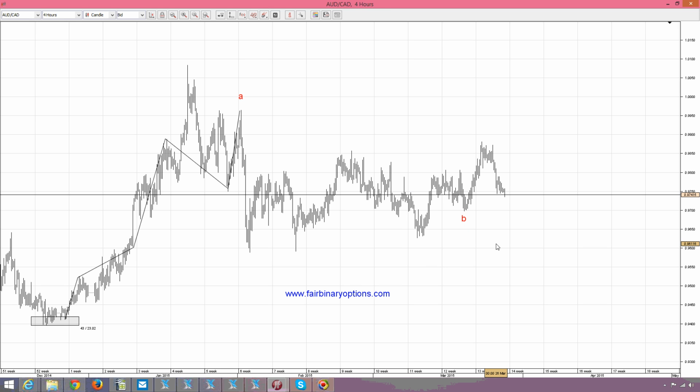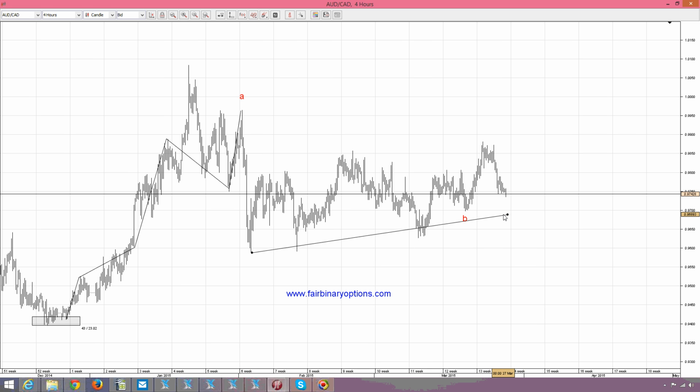So this will be the A and the B. Like any contracting triangle, it travels within the A to C and B to D trend lines. This would be the A to C trend line. And this would be the B to D trend line. Broken, all good, and now the B to D trend line, as you can see, has been broken and retested. Now this retest is happening with the C wave to follow.